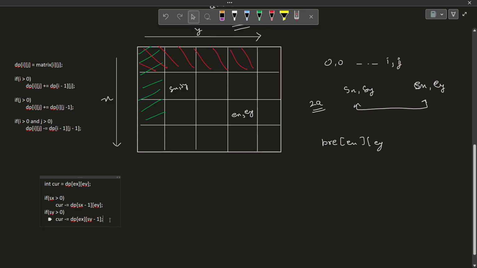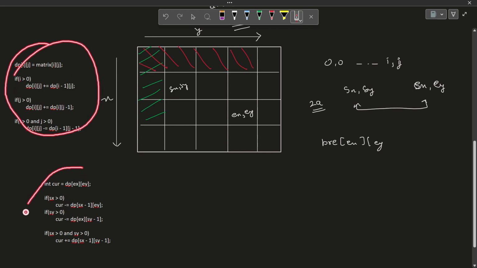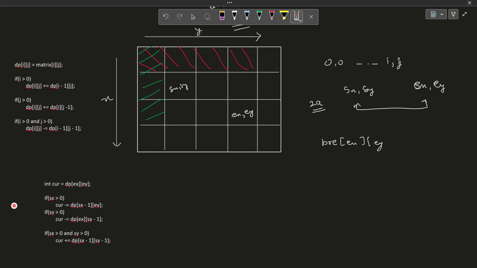So what I'll do, I'll add back the remaining part. If sx is greater than 0 and sy is greater than 0, I am going to do current plus equals dp of sx minus 1 and sy minus 1, right. This is only to add back the remaining part which was removed twice, this part right here. So this is for calculating the prefix sums, and this is for calculating the final rectangle values. These are the only two things that you need to do. This is not very difficult, as I said. This is just an observation which you might not have earlier if you don't know how to solve this kind of problems, right. So this was all about this particular video.